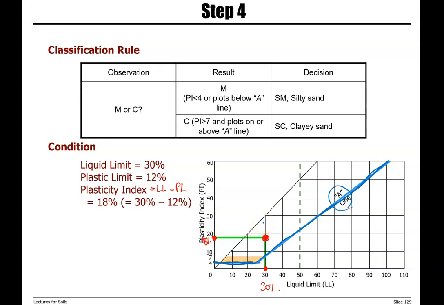And our data point with a liquid limit of 30% and a plasticity index of 18% plots or is placed above the A line. So it's not below A line, it's above A line. This one is satisfied. And PI is 18, which is above 7, which means that our sample is clay sand.